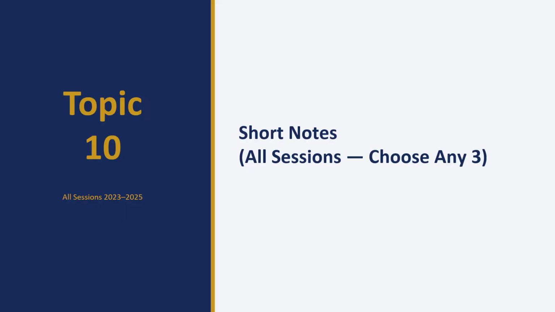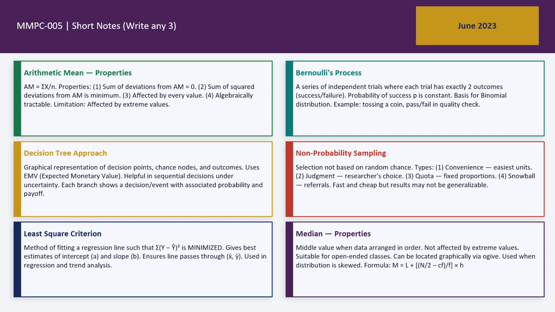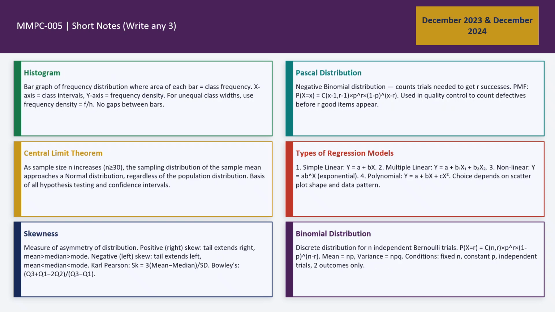Finally, let us quickly revise important short notes. Arithmetic mean has important properties like sum of deviations equals 0. Bernoulli process involves repeated independent trials. Decision tree is used for sequential decision making. Central limit theorem is the foundation of inferential statistics. Skewness shows asymmetry, and binomial distribution applies when there are fixed trials with two outcomes.